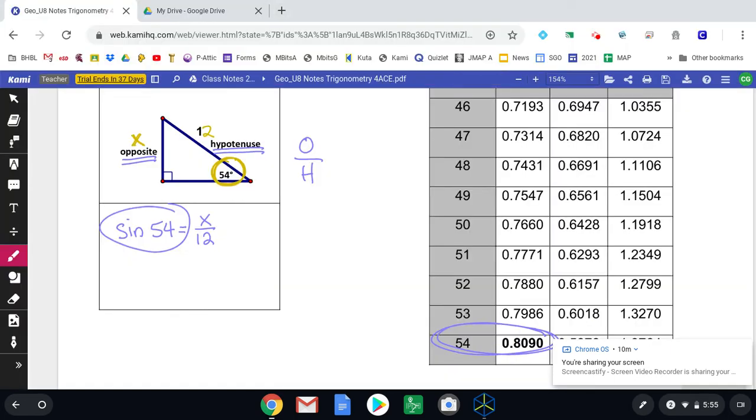All right, so I can either use my calculator value, or I can cross multiply here. So x is actually equal to sine of 54 times that 12. So I'd have 12 times 0.8090. And I can put that into a calculator and get an answer for that.